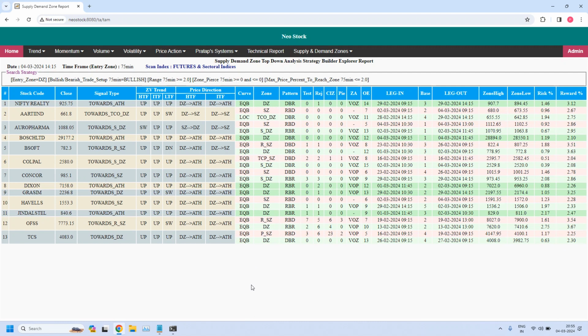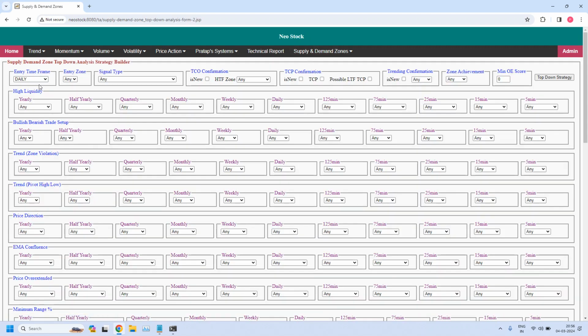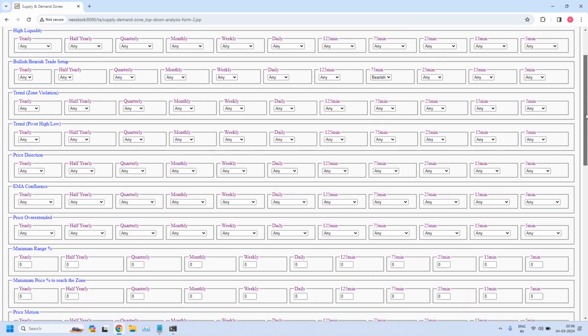Okay, and the fourth and final report is the bearish trade setup for weekly income trade. In weekly income trade, the entry time frame is 75 minutes. Because it is a bearish trade setup, the entry zone should be supply zone. And in bullish or bearish trade setup, at 75 minutes time frame, I am setting the value bearish. I am not adding any filters except pierced count should be 0.